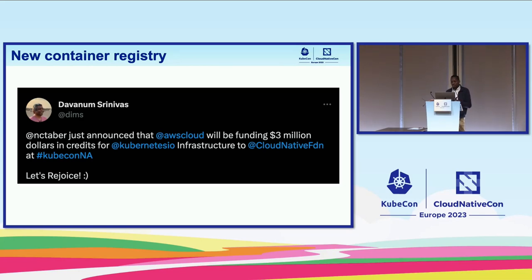And how did we do that? In October, AWS announced they did a donation of $3 million. So we saw that as an opportunity to extend the infrastructure, because the one thing we realized during our work with Google is that most of our traffic is coming from AWS infrastructure. So you have teams, companies, startups deploying Kubernetes clusters, but not using the managed services.